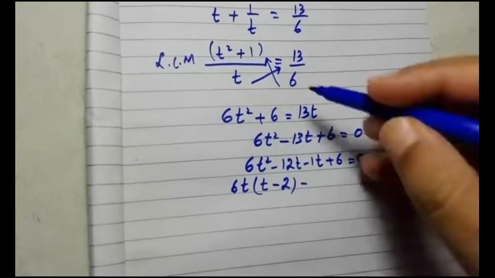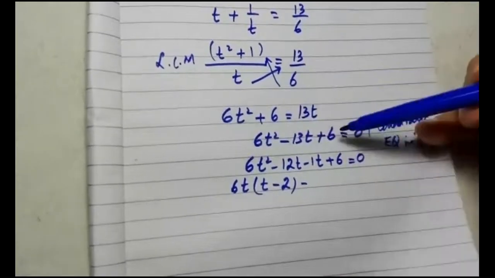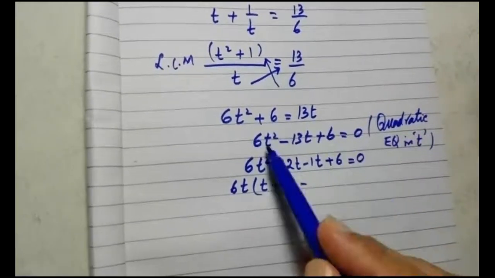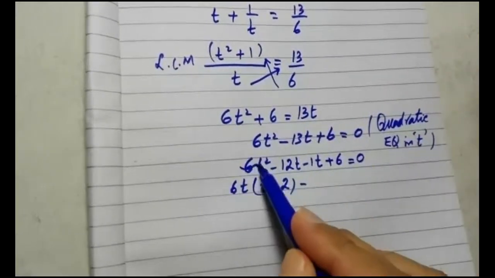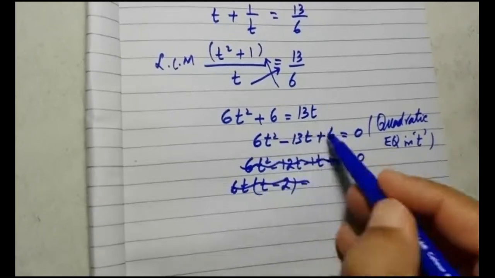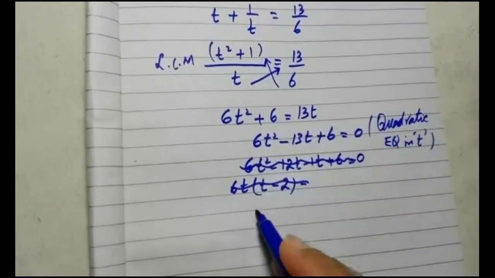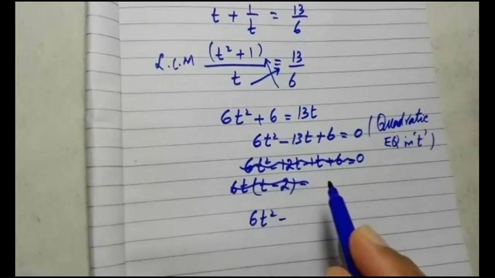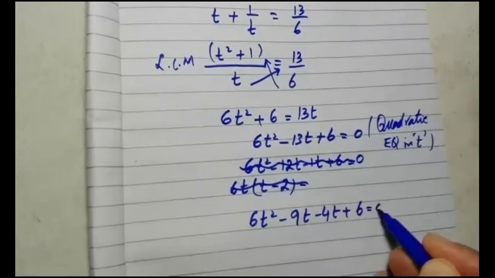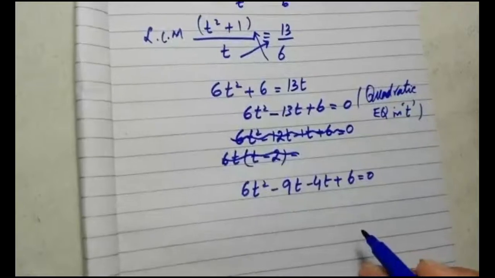What have I done? Okay, I feel that I have done the wrong midterm breaking. The factors of 36 were required, so let me cut it and rewrite it. I have to make the factors of 36. So 6t squared minus 9t minus 4t plus 6 equals 0. So I am using midterm breaking.